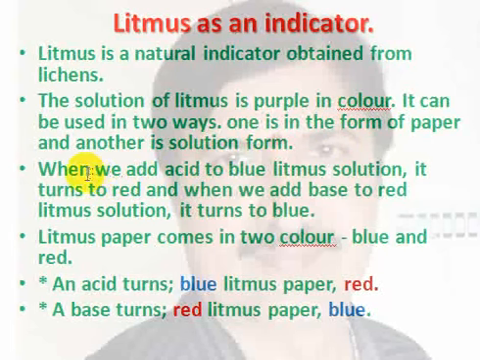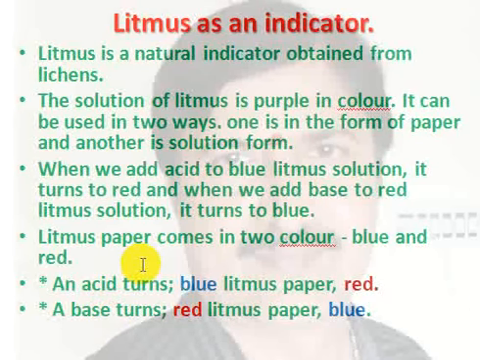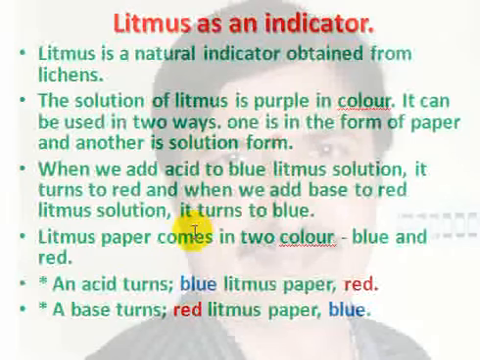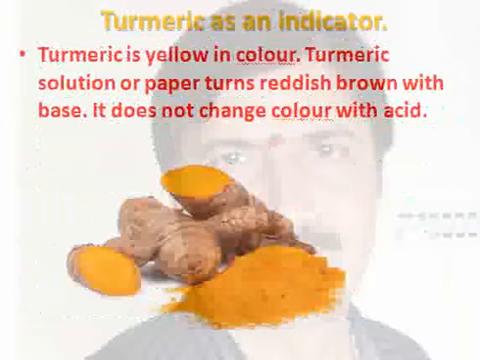Blue litmus, when added to acid, turns red in the acidic medium. Then red litmus turns to blue color in the basic medium. So based on this action of red and blue litmus on a given substance, we can easily identify whether the given substance is a base or an acid.